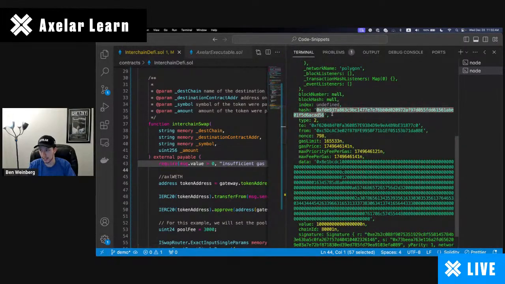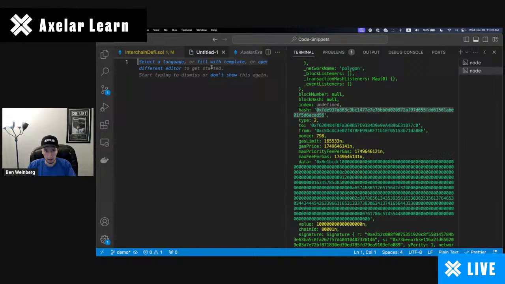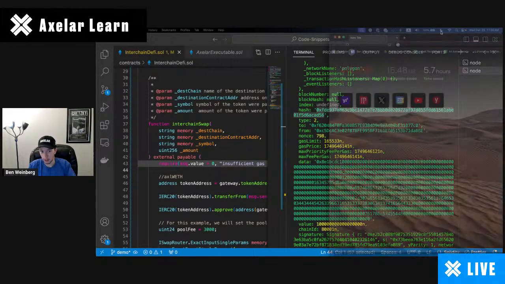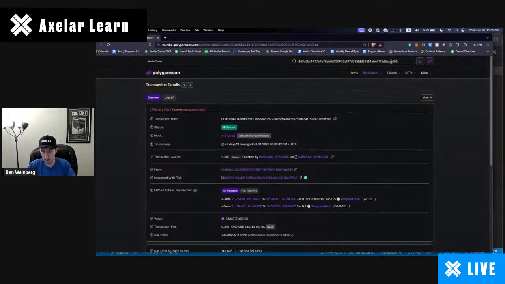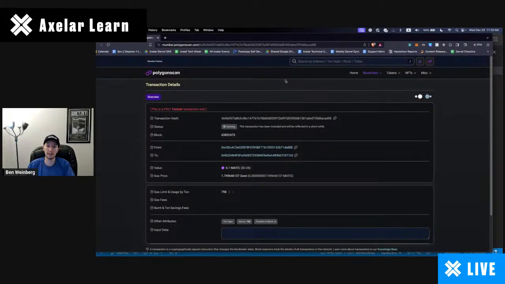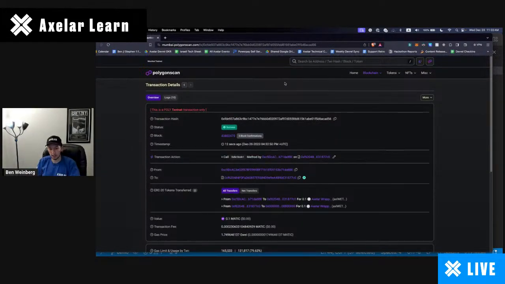And now you see we have a transaction hash. If I go to the Polygon block explorer, PolygonScan, I can actually see this transaction executing. Great, and we have now sent 0.1 WETH to the Axelar gateway contract.